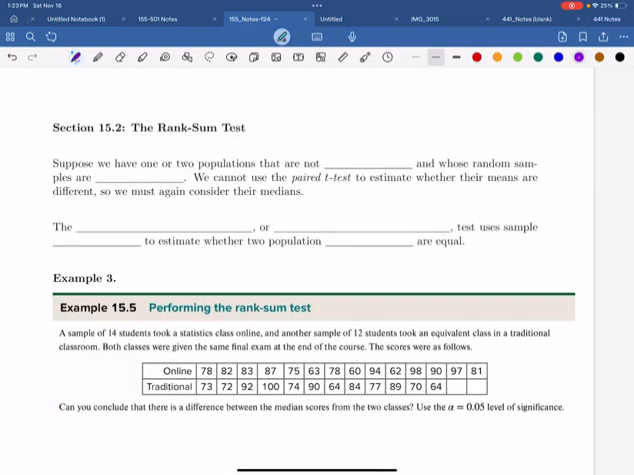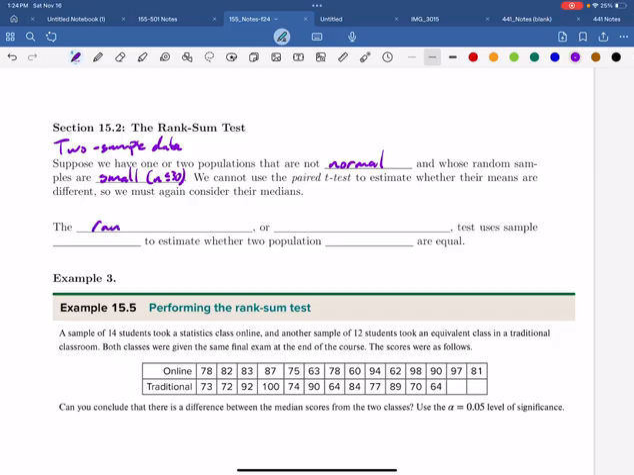The rank sum test. Right, suppose you've got 1 or 2 populations that are not normal and whose random samples are small, which means n is less than or equal to 30, right? So now we're considering 2 sample data. Okay, so we can't use the paired t-test. We can't use independent, right? We can't use t-tests in general, right? So we have to use something else.